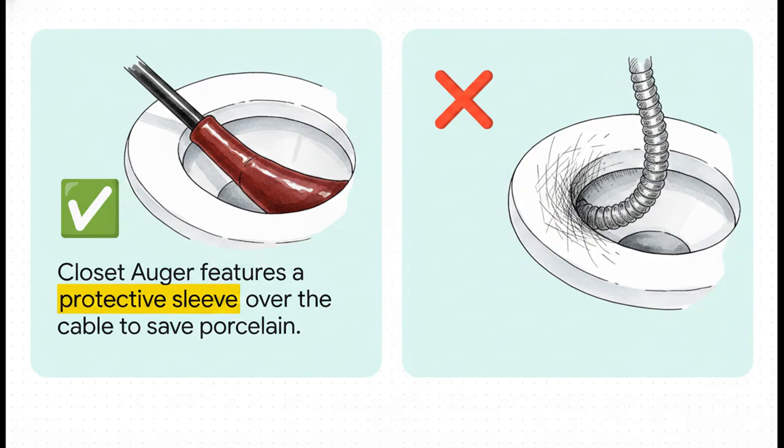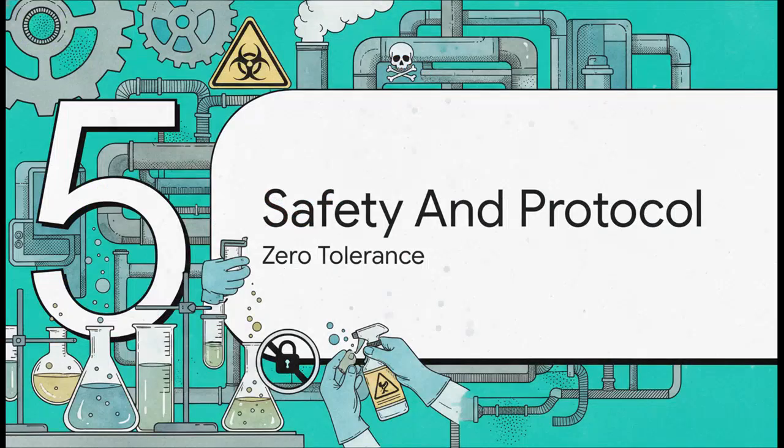And while we're talking about preventing mechanical damage, we need to address clogs. You have to know your tools. Never, under any circumstances, drop a regular exposed metal drain snake into a commercial toilet. It will absolutely shred the finish. You have to use a specialized closet toilet auger. These have a protective rubber or plastic sleeve right over the cable, specifically engineered to protect the porcelain bowl while you extract the clog.